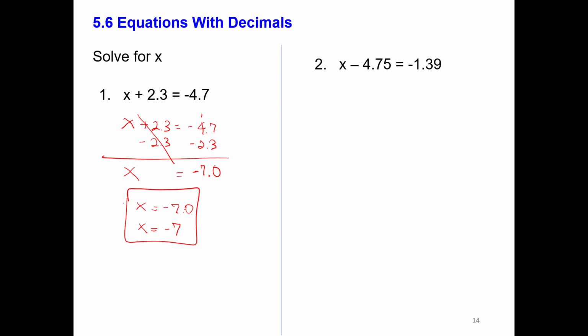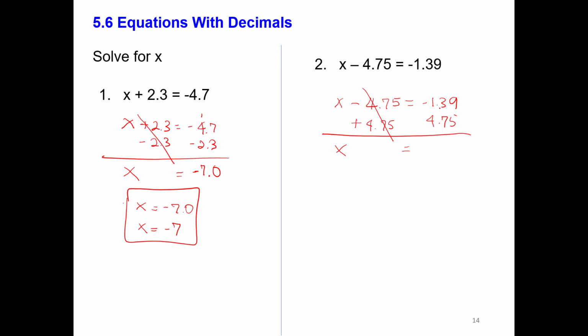Let's solve this next problem. It's similar to the previous one. We need to solve for x. This is a one-step equation, so we will solve it with just one step. Because we need to solve for x, we add 4.75, and we do the same on the other side, 4.75. The 4.75 cancels out on the left, and we need to solve the right side.